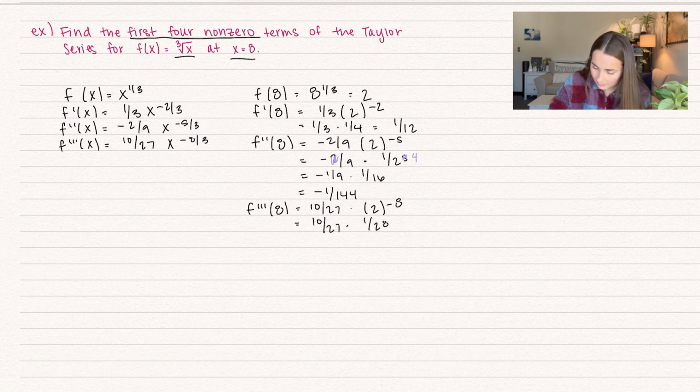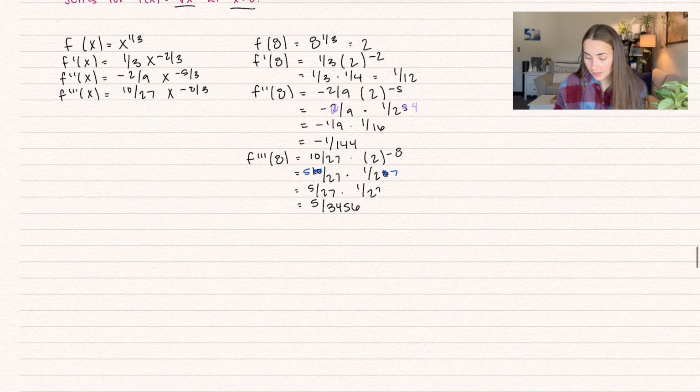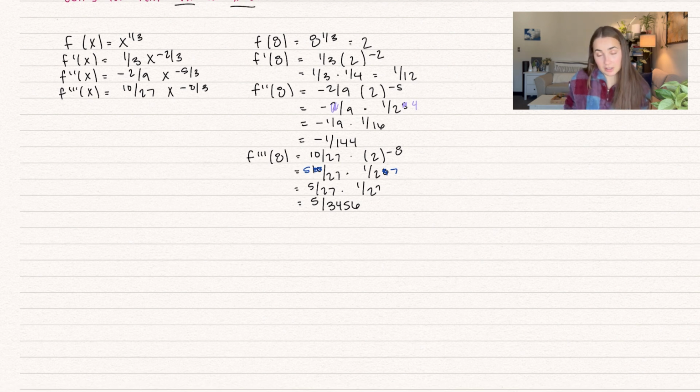Let's go ahead and think about this. We can pull a 2 out of the denominator and the numerator, so that leaves a 5 in the numerator. 5/27 times 1/2 to the 7. This is equal to 5/3,456. It's a very good number. Okay, so we did lots of math. Now we're going to go ahead and do the actual calculus part of it. The first calculus part is finding the derivatives. The second calculus part is plugging it in for the Taylor series.